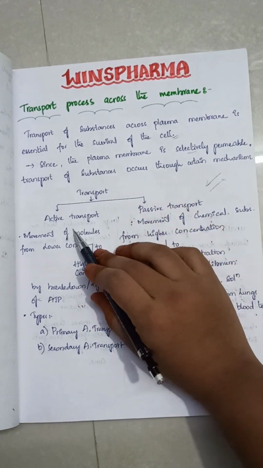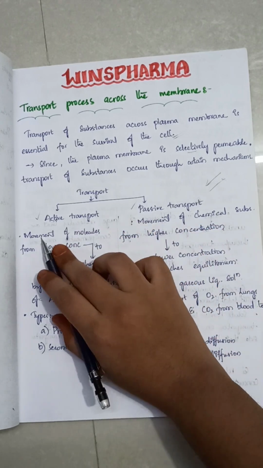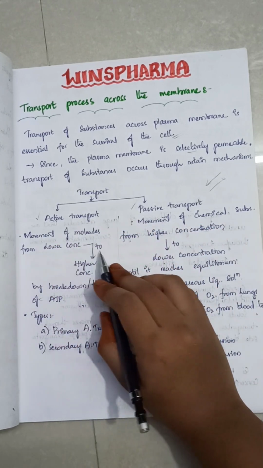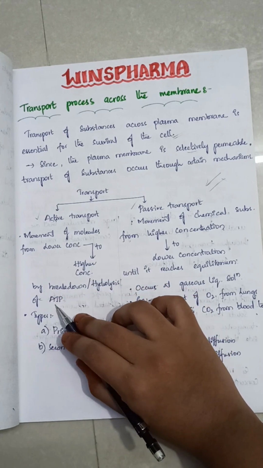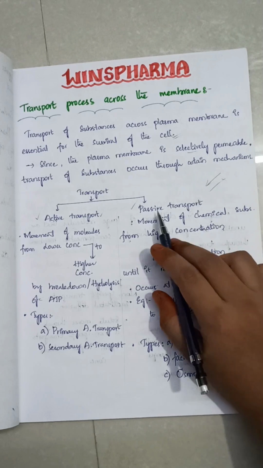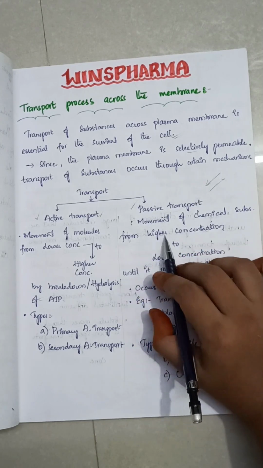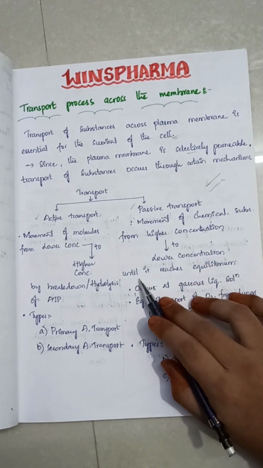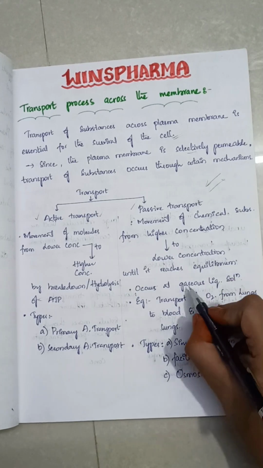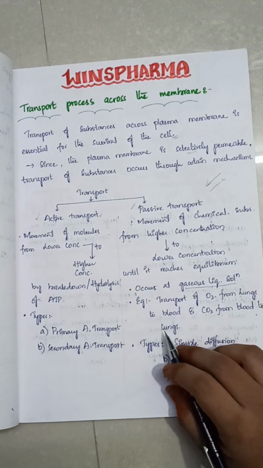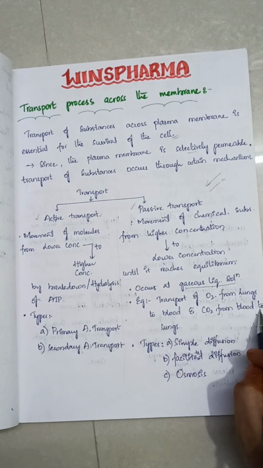Mainly transport is of two types: active transport and passive transport. What is active transport? Movement of molecules from lower concentration to higher concentration by breakdown or hydrolysis of ATP is called active transport. What is passive transport? Passive transport is movement of chemical substances from higher concentration to lower concentration until it reaches equilibrium. It mainly occurs in gaseous and liquid solutions. For example, transport of oxygen from lungs to blood and carbon dioxide from blood to lungs.